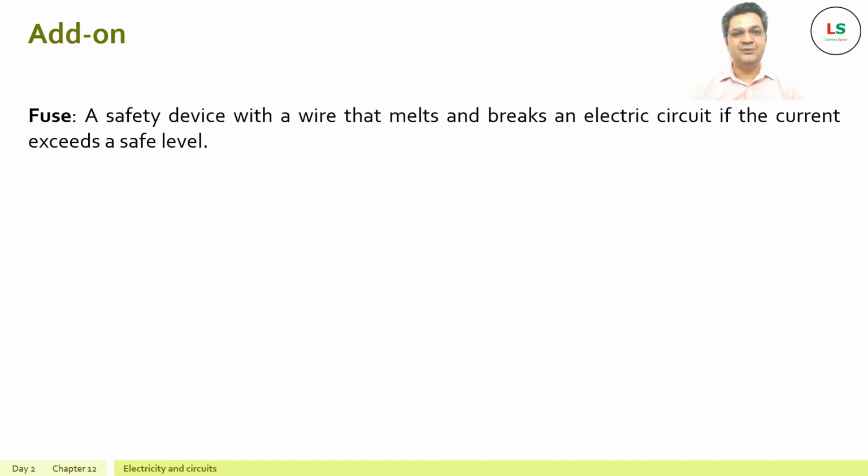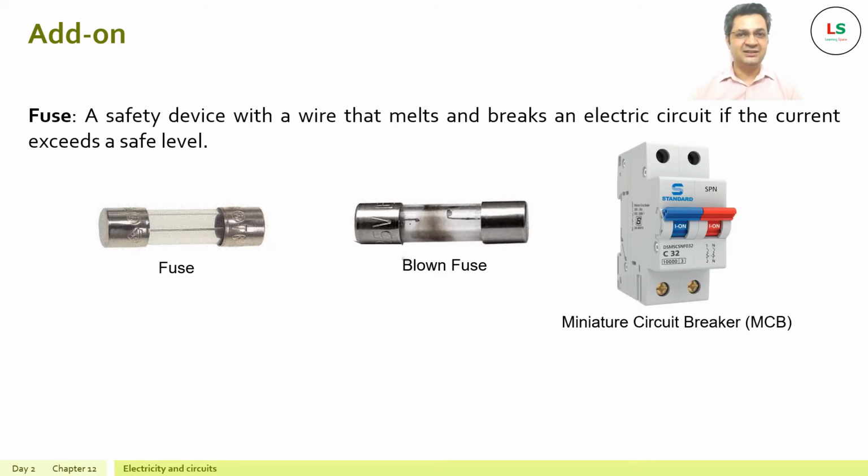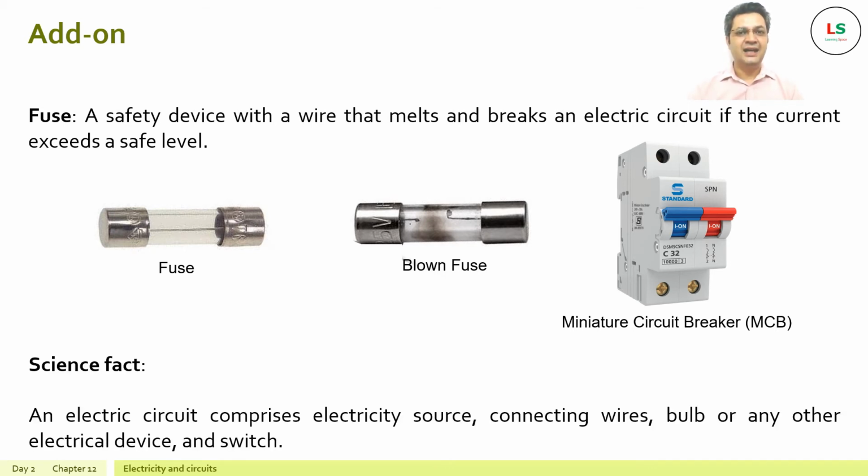Here we have an interesting add-on to the concepts which we have studied in this chapter. The first one is fuse. A safety device with a wire that melts and breaks an electric circuit if the current exceeds a safe level. Here we have a picture of a fuse which has that wire in the center. Here we have a second picture of blown fuse where the wire has broken off due to overheating. These days, instead of using a fuse, we have miniature circuit breakers or MCBs. MCB has a switch which trips off if there is overloading, and this switch can be brought into position once the circuit is corrected.